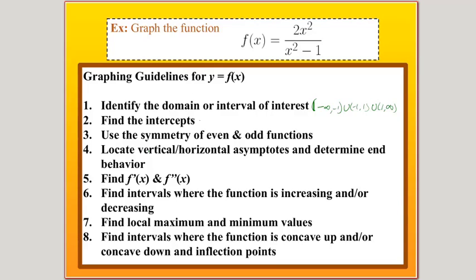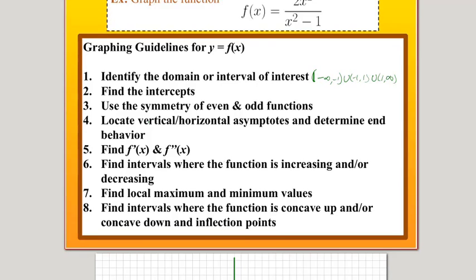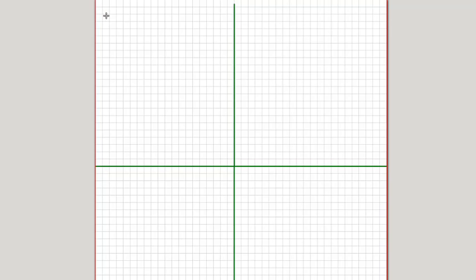All right, now I want to find the intercepts. So that is the x-intercepts and the y-intercept. So let me write my function up here. Y equals 2x squared all over x squared minus 1. Now, if I want to figure out where the y-intercept is, that means set x equal to 0. All right, if I set x equal to 0, that means y is going to be 0 over 0.